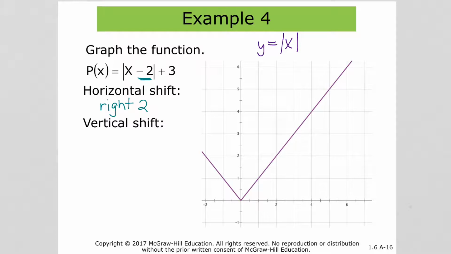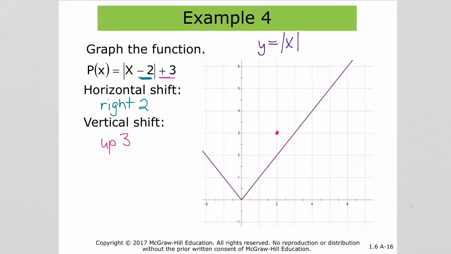And then out here we're going to move up 3. And I'm just going to do this all in once. So I'm going to move right 2 and up 3. So next I'll take this point and move right 2 and up 3. I can use this point, move right 2 and up 3. And I think that pretty much suffices the absolute value since we've got a v there. And there's our p of x.